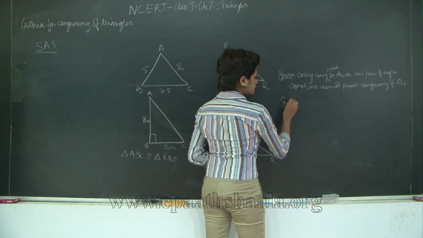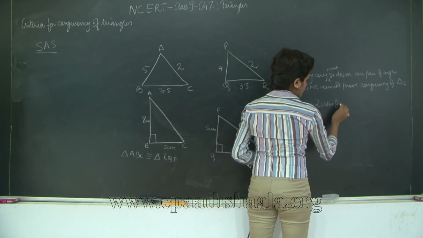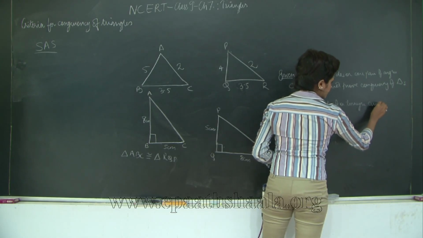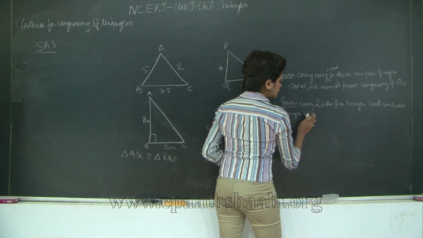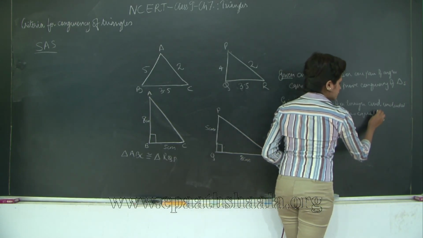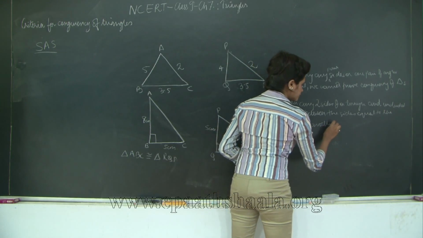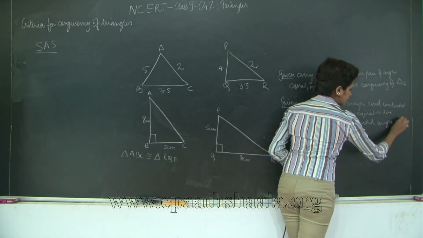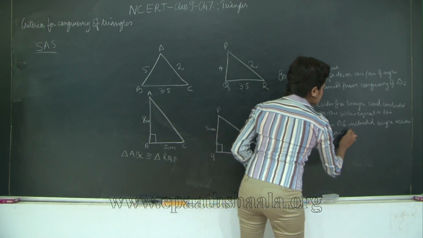So, given any two sides of a triangle congruent and the included angle between the two sides equal to the two sides of another triangle and the included angle between the sides, we can prove congruency of triangles.